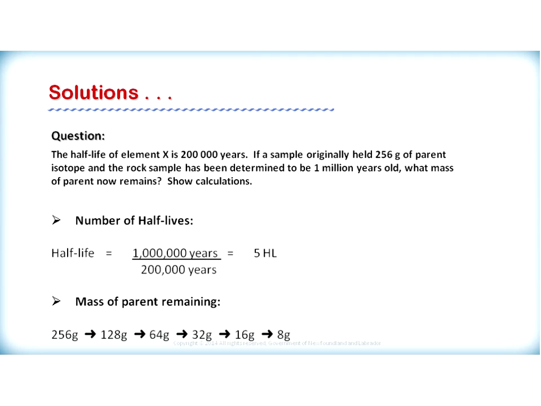So the solution to the problem says the half-life of element X is 2200 years. If the sample originally contained 256 grams of parent isotope, and the rock sample has been determined to be 1 million years old, what mass of the parent now remains? So again, to calculate the number of half-lives, we took 1 million years, which is the age, divided by the time it takes for one half-life, and we end up with 5 half-lives. Once we know that the sample has passed through 5 half-lives, we can then take the original mass and break it down 5 times.